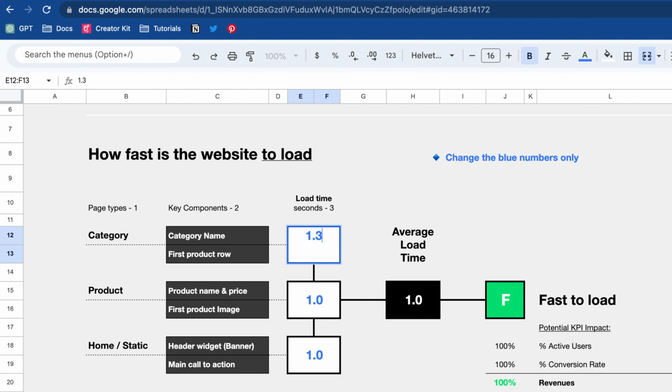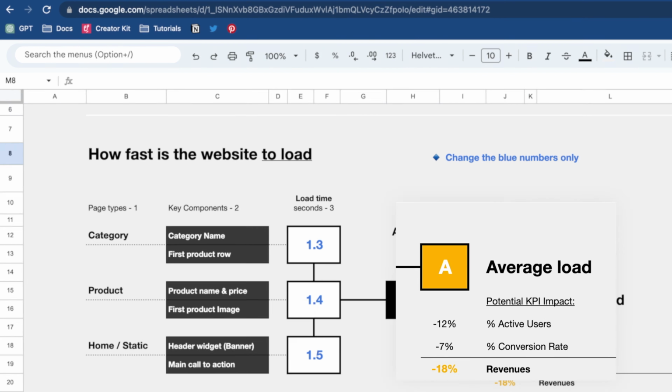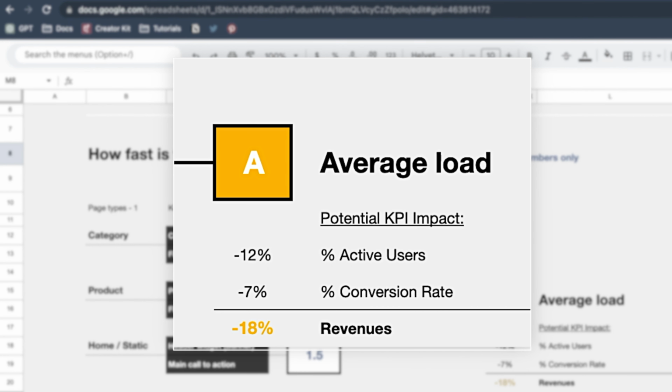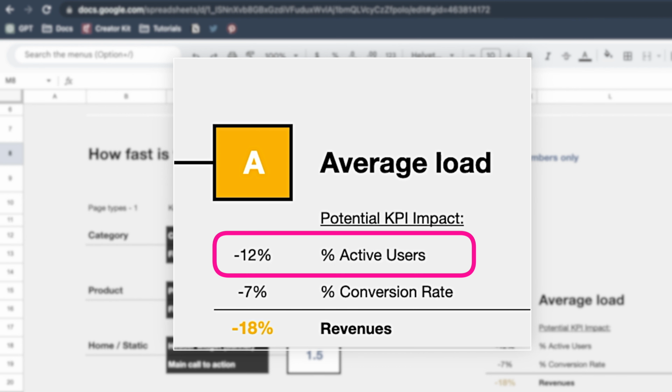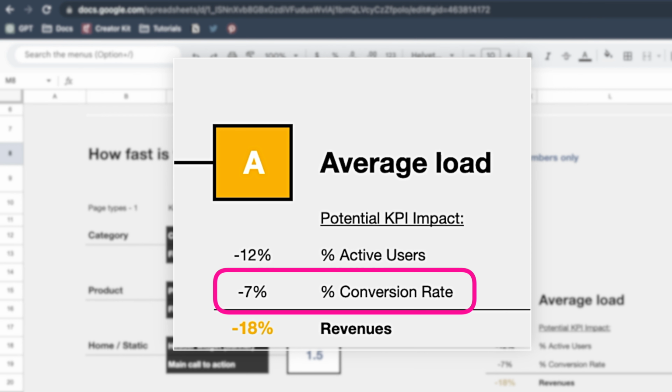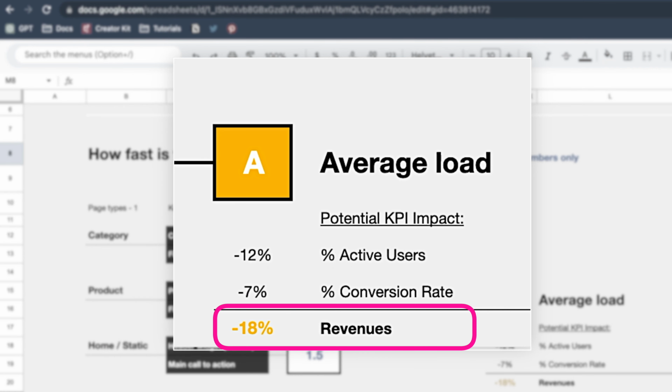We had 1.3 loading time for the category page. We did together 1.4 on the product page, and we have a static page loading in 1.5. So the average load time of the website, so how fast the website is to load, is 1.4. As you can see, the framework gives you immediately a very simple feedback. This is an average load speed website. This means that we have a potential KPI impact of active user loss of 12%, a 7% conversion rate loss, and an overall 18% revenues loss.